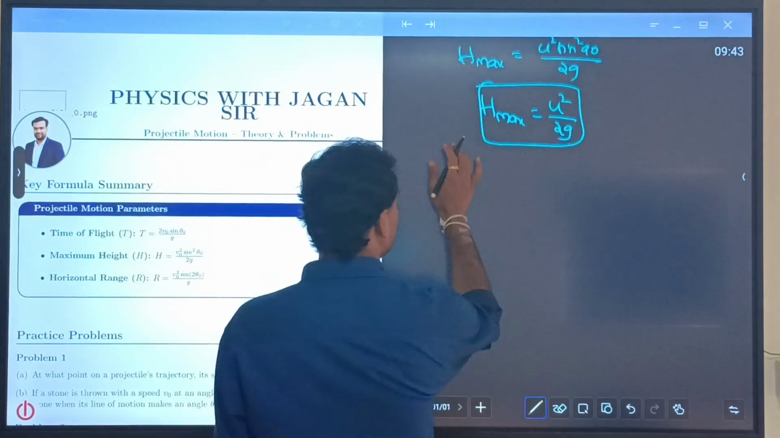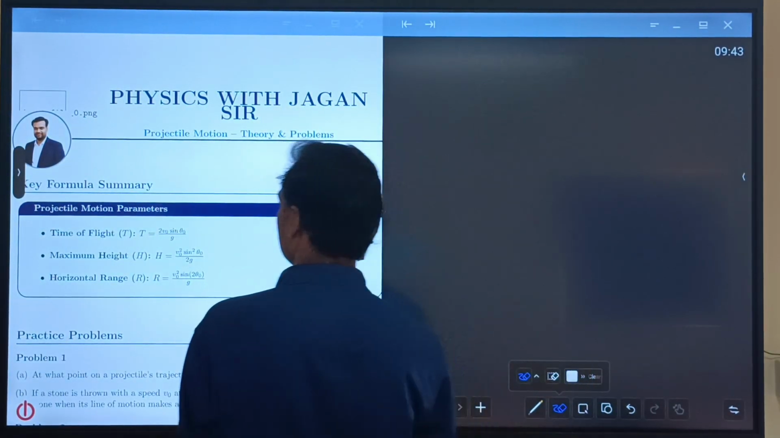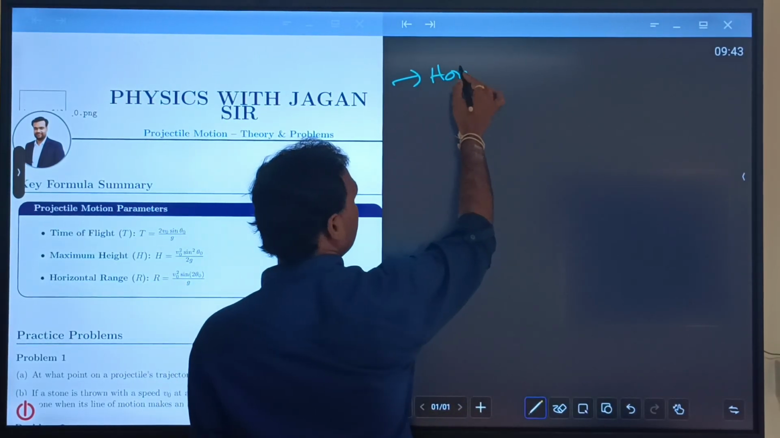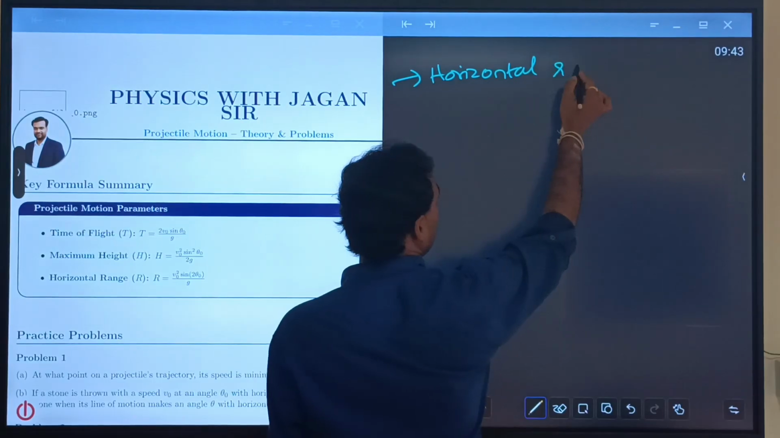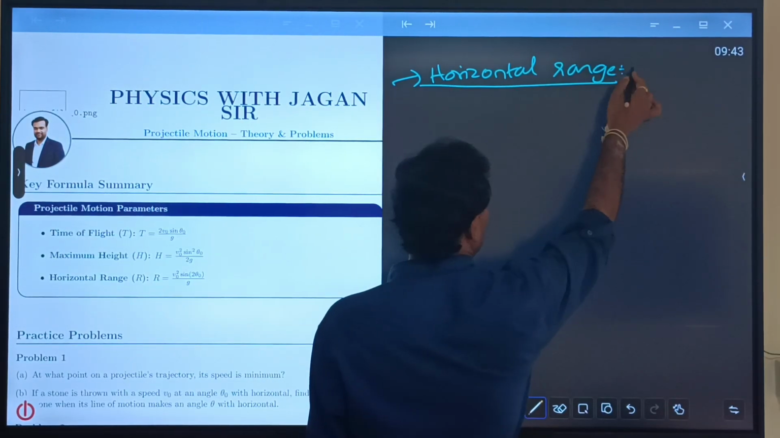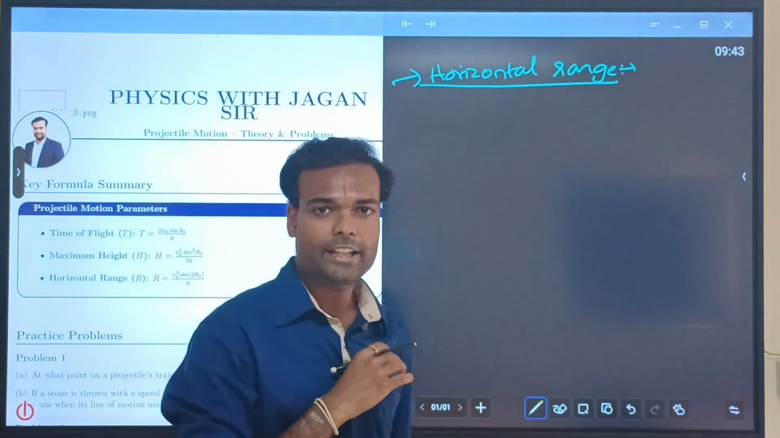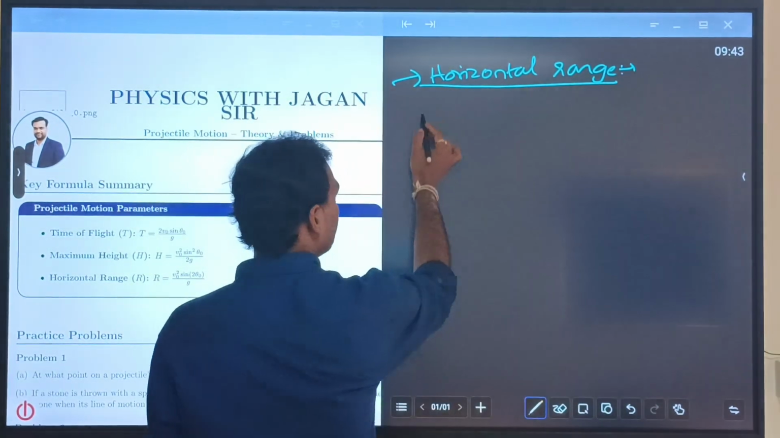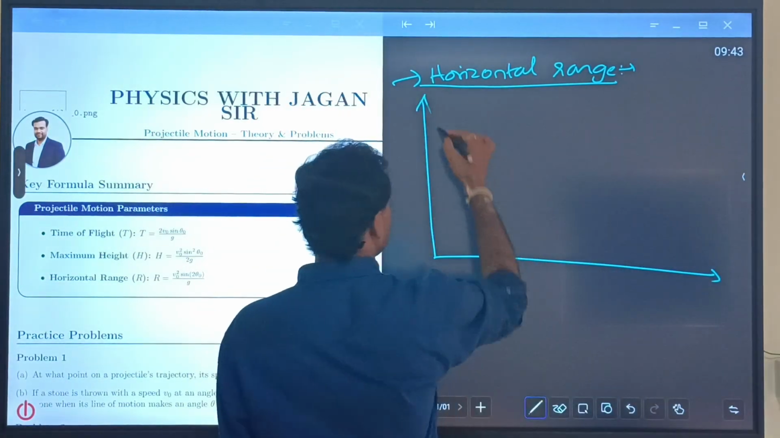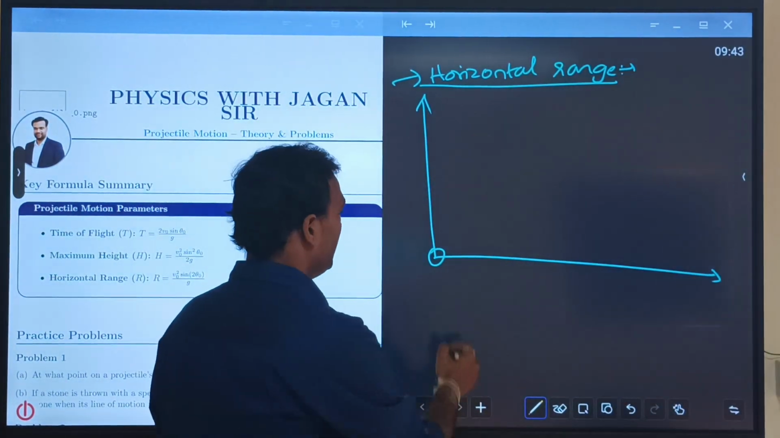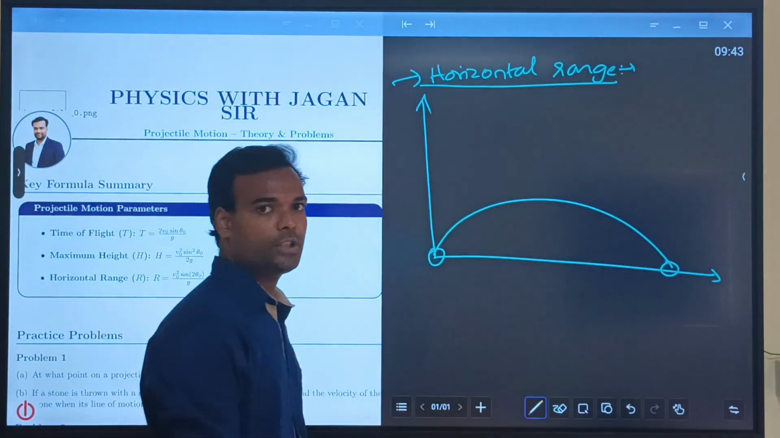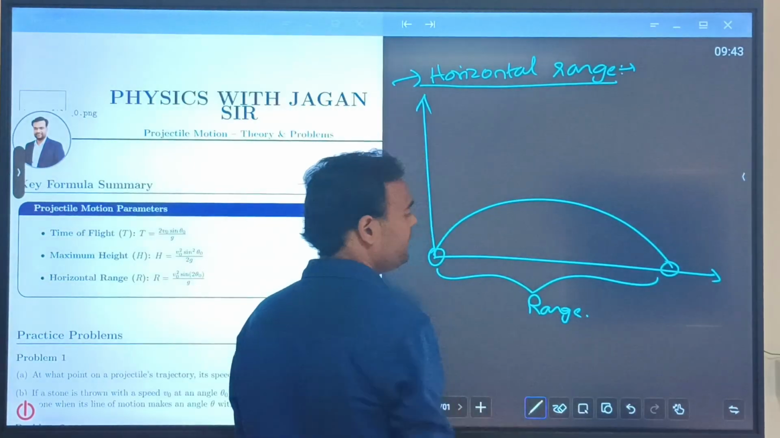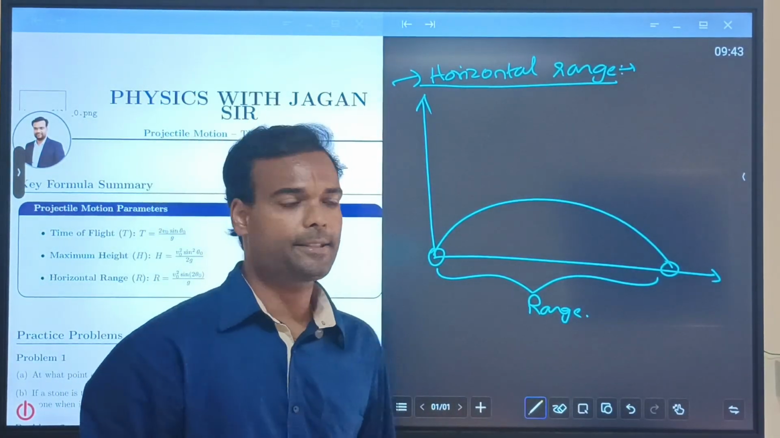Then, the third concept here is horizontal range. Horizontal range means the maximum distance traveled by the object along the x-axis. See here, the object starts its journey here and falls at this location, and this is the range. Range means the maximum displacement traveled in the x-axis.